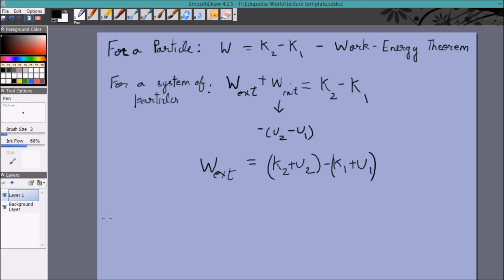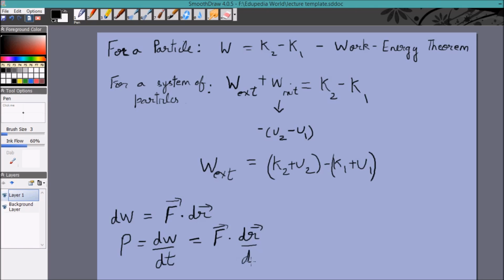So the final thing which we need to see is power, right? The differential amount of work done is defined as F dot dr, and power is nothing but the rate of work done, that is how fast the work is done. So it is defined as dW by dt. Just like velocity is rate of change of position, power is rate of work done, right? So that can be seen to be F dot dr by dt, that is F dot v. So the dot product of the force and the velocity gives the power, right?